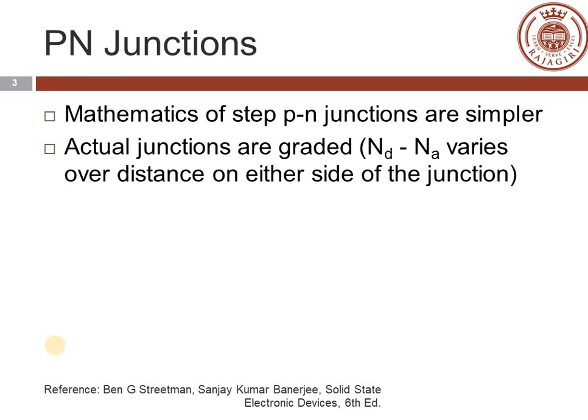Graded junctions mean ND minus NA will vary over the distance on either side of the junction. But if it is a step PN junction, this ND minus NA is the same if you consider 2 points throughout the junction.